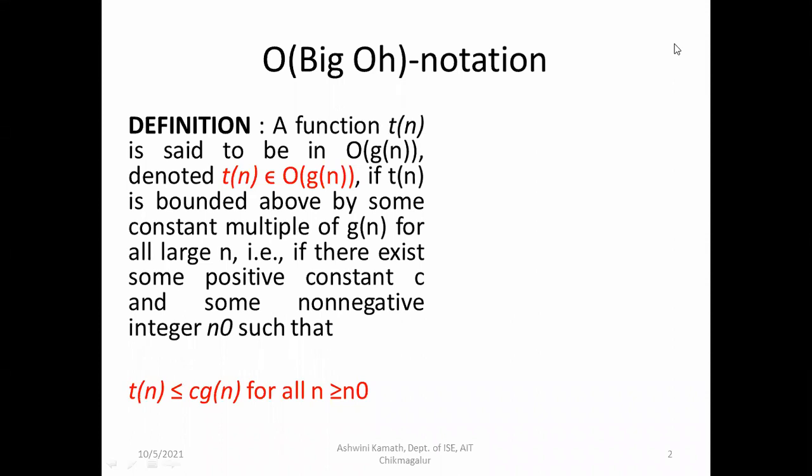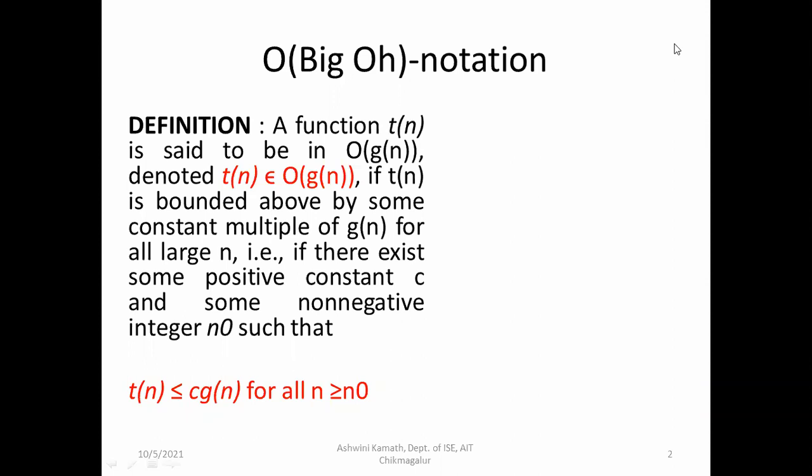We cannot have a negative value for this n naught. It can be 0. That's why they have specified it as non-negative integer. 0 is not a negative integer and it is not a positive integer either, but it is a non-negative integer. So n naught can be 0, but it cannot be a negative value.